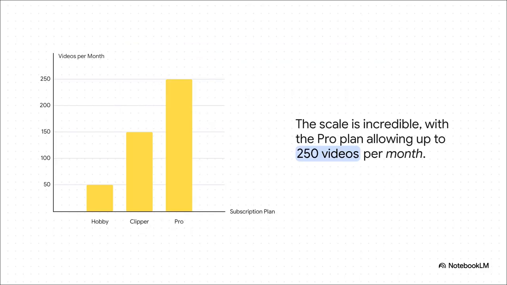And the scale here is really the key. I mean, just look at this. That top-tier plan lets you make up to 250 videos every single month. This isn't about making one-off viral hits. It's a volume game. And Crayo AI is built from the ground up to help you win it.